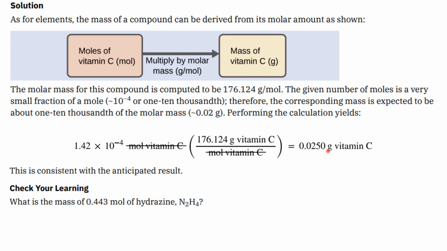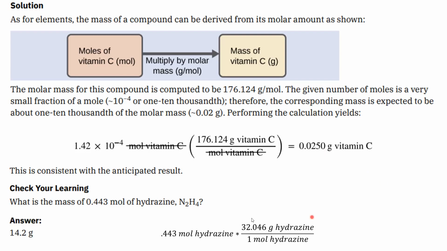same idea. We've got 0.443 moles of hydrazine. We can get the molar mass, which is going to be 2 nitrogens. So 14.007 times 2, 4 hydrogens times 1.008, and then add those 2 together to get the molar mass of 32.046 grams. We can set it up so that moles cancel. And in this case, we're going to get 14.2 grams.